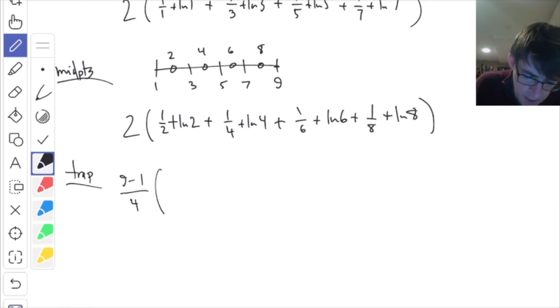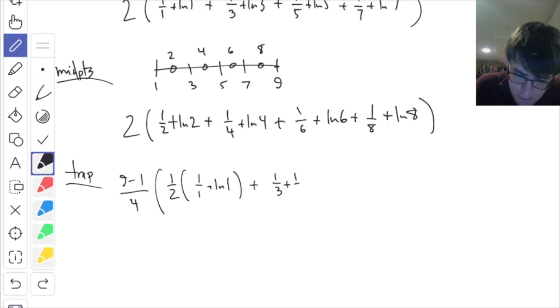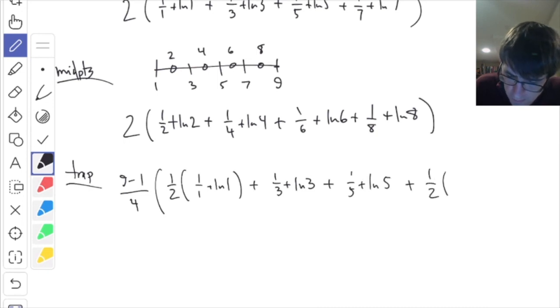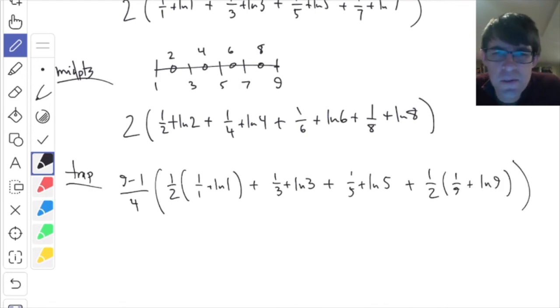And then on the inside I have a half on the first point, and then no half on the inner ones, 1/3 plus ln 3 plus 1/5 plus ln 5. And then the last one has a half on it, 1/9 plus ln 9. I'm not using the dots this time because there's only four things in there anyway, so the dots won't save you any time really. All right, that's the trapezoid rule. It's the same as the rectangle rules, only you use all the points, but you put halves on the front and on the end.